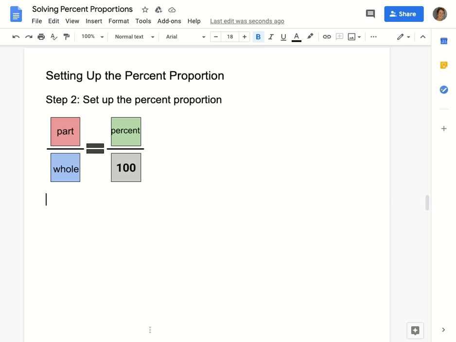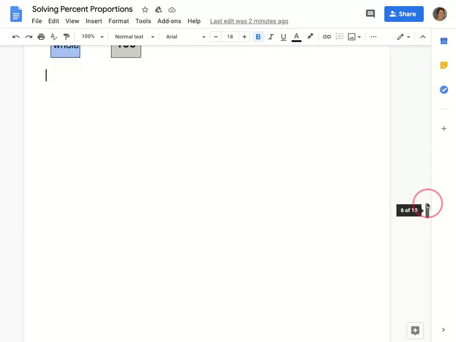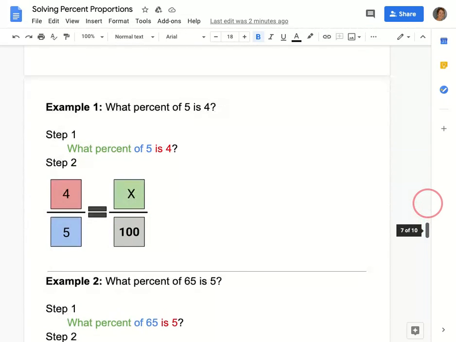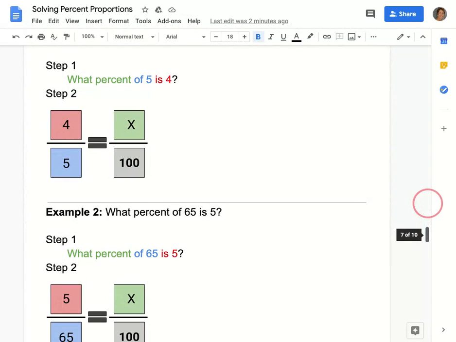In this video, we are going to look at step 2 in setting up the percent proportion. And step 2 is to set up the percent proportion in two fractions that are equivalent to each other, like you see in this diagram. So we will go over some examples.